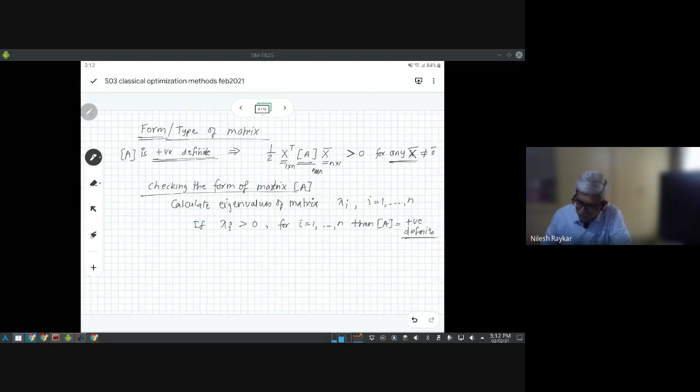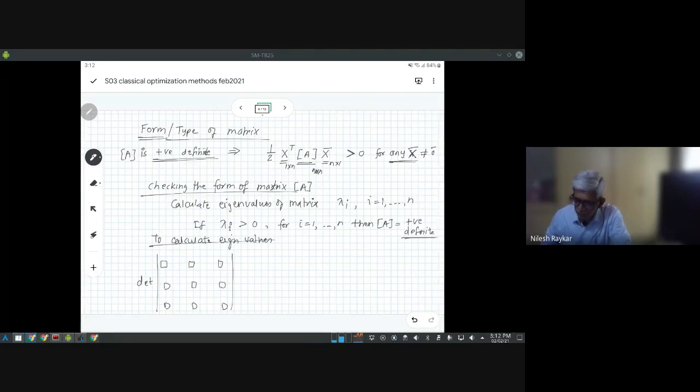So to calculate eigenvalues, whatever terms are there for the matrix, I'm just writing a 3 by 3 matrix for simplicity. All the diagonal terms you have to write minus lambda.